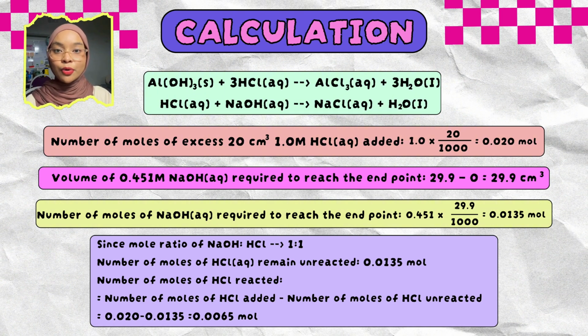Thirdly, find the number of mole of sodium hydroxide required to reach the endpoint, just like calculation in the pink and yellow box. Since the mole ratio of sodium hydroxide to hydrochloric acid is 1:1, the number of moles of hydrochloric acid that remain unreacted is 0.0135 mole. Because of that, we can calculate the number of mole of hydrochloric acid reacted by subtracting the number of mole of hydrochloric acid that was unreacted from the number of mole of hydrochloric acid added, which is 0.02 minus 0.0135, that is equal to 0.0065 mole.